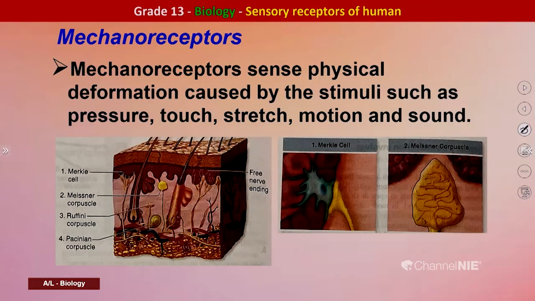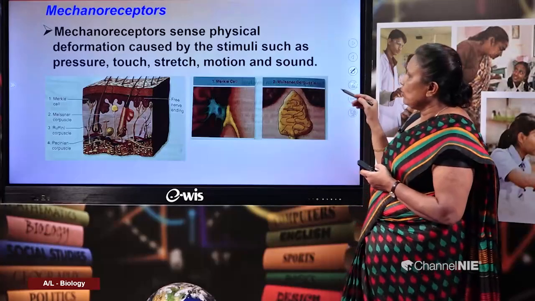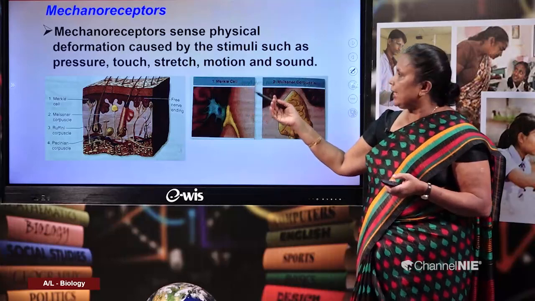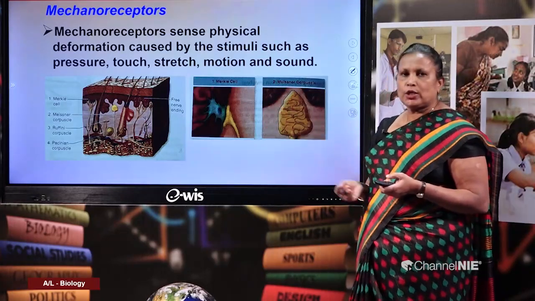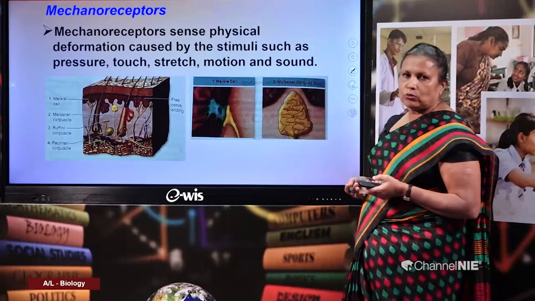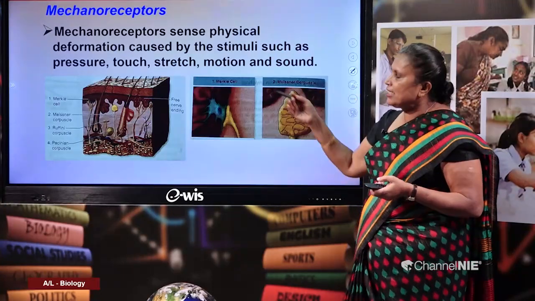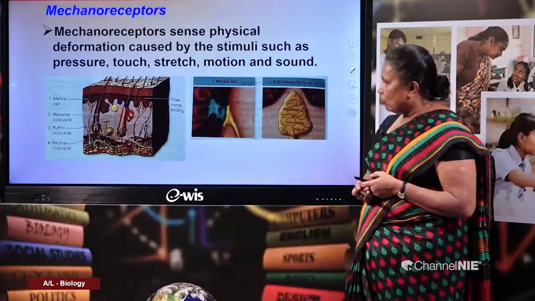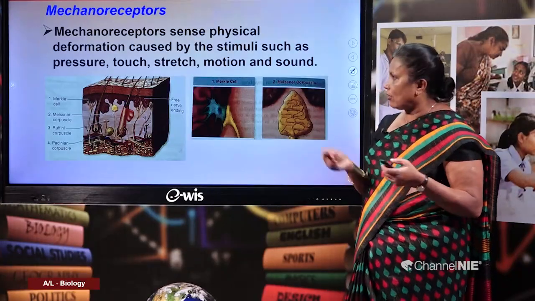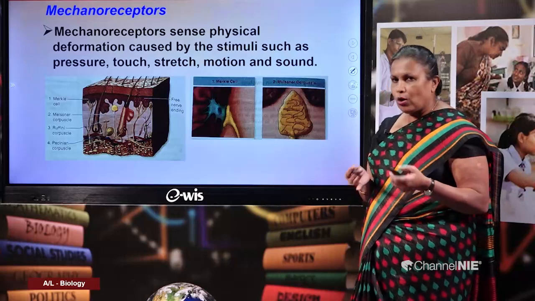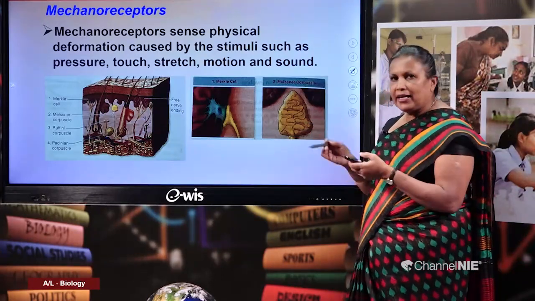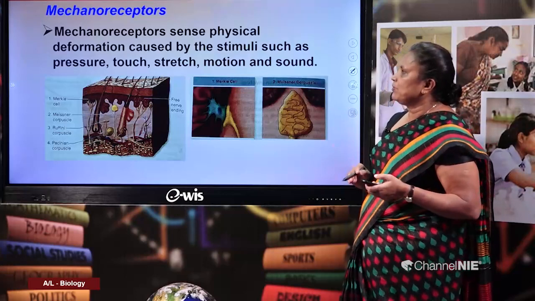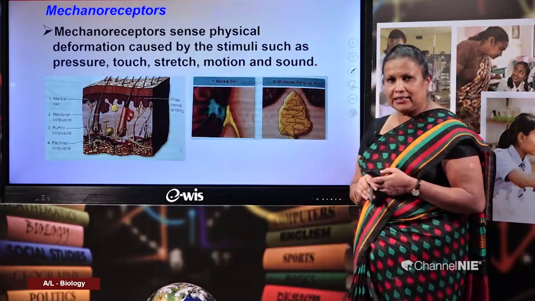Mechanoreceptors sense physical deformation caused by stimuli such as pressure, touch, stretch, motion and sound. These cause physical deformation, right. Now, most of these mechanoreceptors are found in skin. Not only in skin, there are some other places also in the body, but we can find a number of different types of mechanoreceptors in the skin.